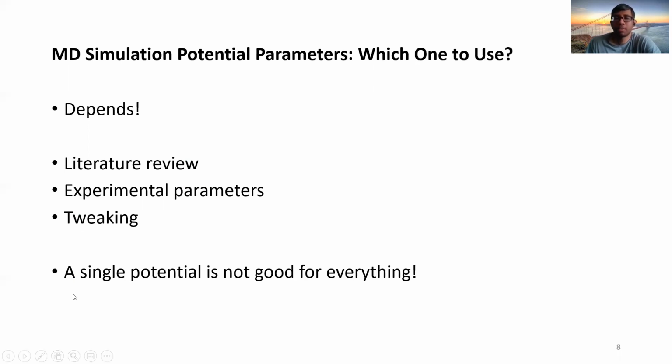And you have to keep in mind that you just cannot plug and play in terms of using potential parameters, because a single potential is not good for everything. If you go through the previous lectures on potential parameters, you can get an idea that sometimes in a potential parameter set, only atom-to-atom interactions are taken into consideration. Sometimes electron density is taken into consideration. Sometimes bonded and non-bonded interactions are taken into consideration. Sometimes reactions are taken into consideration. But a single potential is not parameterized for all the systems.